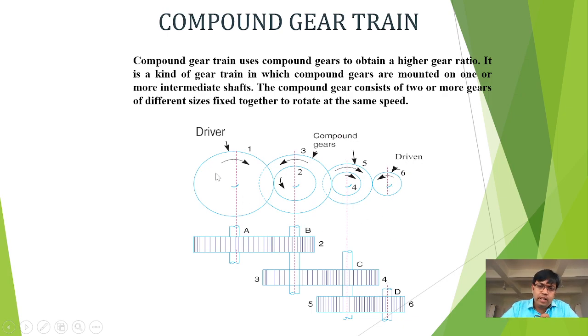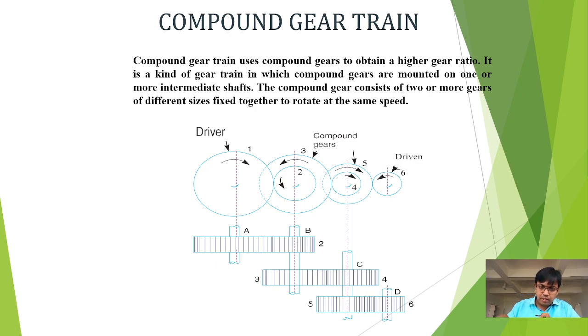Now you see, when I rotate this, you see here gear 1 is meshed with gear 2, and you see 2 and 3 will be on the same shaft, therefore the speed of 2 and speed of 3 will be the same, and even the direction of rotation will also be the same because 2 and 3 are compound gears. That means 2 and 3 are mounted on the same shaft. And you see 3 is meshed with 4, and 4 and 5 will rotate in the same direction because 4 and 5 together are called compound gears, and 5 is meshed with 6.